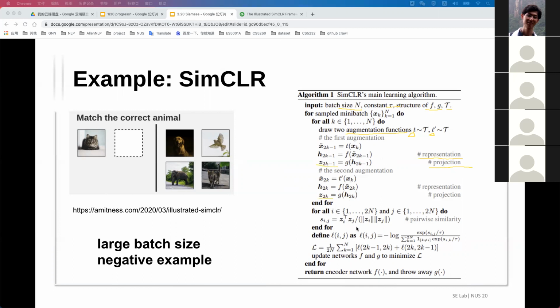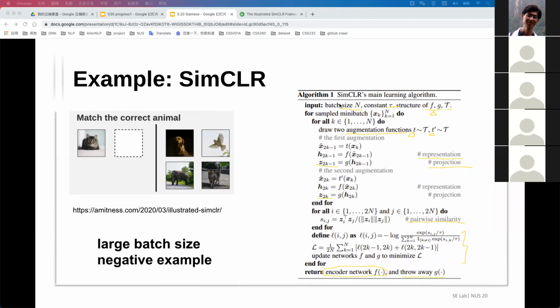Then after getting the latent vector Z, it uses the pairwise similarity, which I just talked about, actually the cosine similarity, and computes the loss using the sum function. Here it is not important because it just follows the typical loss function. And then finally, it gets a much better encoder. Throw away G. What is G? There are two encoders because there are two neural networks. Remember, these two neural networks share the same weights, like a Siamese neural network.